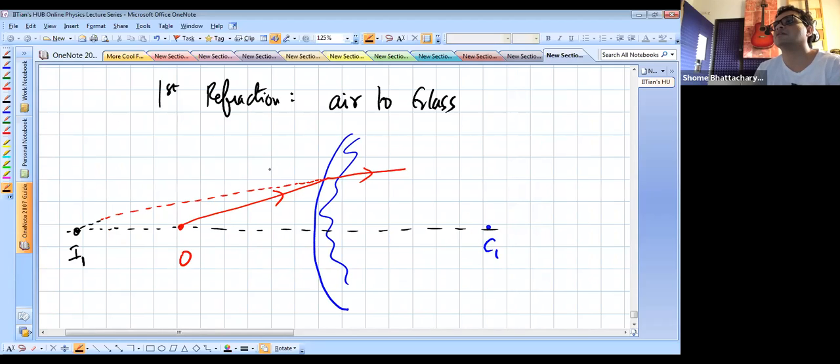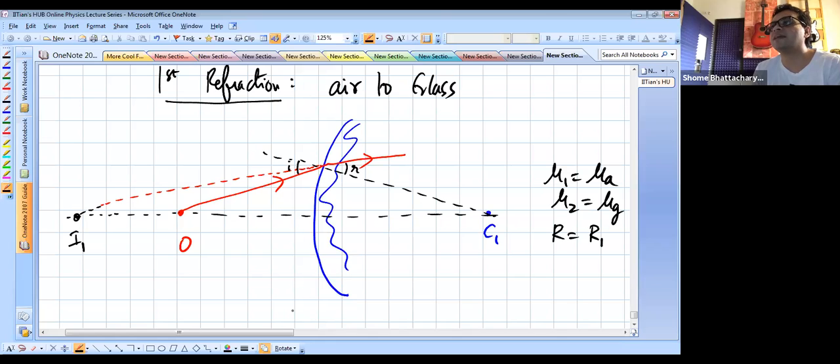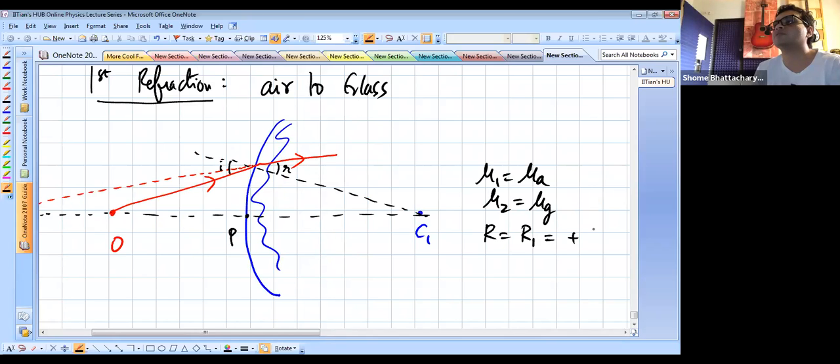And for this, again, this was the normal. So as you can see, it has bent towards the normal. R is less than. Okay. So anyway, for this refraction, the first one from air to glass, mu1 I should take as the refractive index of air, and mu2 I should take as the refractive index of glass. And the radius I should take as R1, which in my diagram, if this is the pole, with the sign convention, should be substituted as plus PC1, positive, because I take this side as positive and this side as negative.